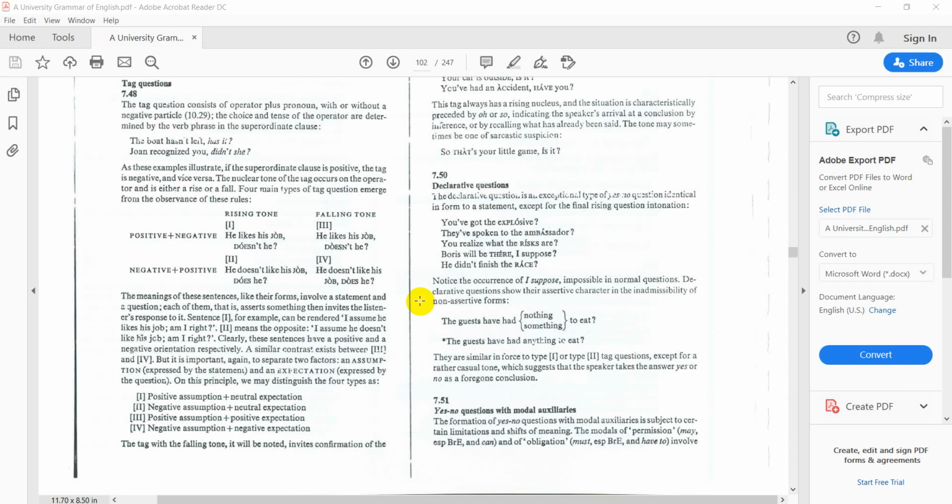Type 1 or type 2, because the expectation is neutral, except for the rather casual tone, because here you have to change your casual tone. You are going to make the tone for a question, which suggests that the speaker takes the answer yes or no as a foregone conclusion, because you want to make a yes-no question, so you have to raise your tone to get the answer, either yes or no. It is similar to tag types 1 and 2 because the expectation is neutral. You don't know the answer, so you seek an answer, either yes or no.